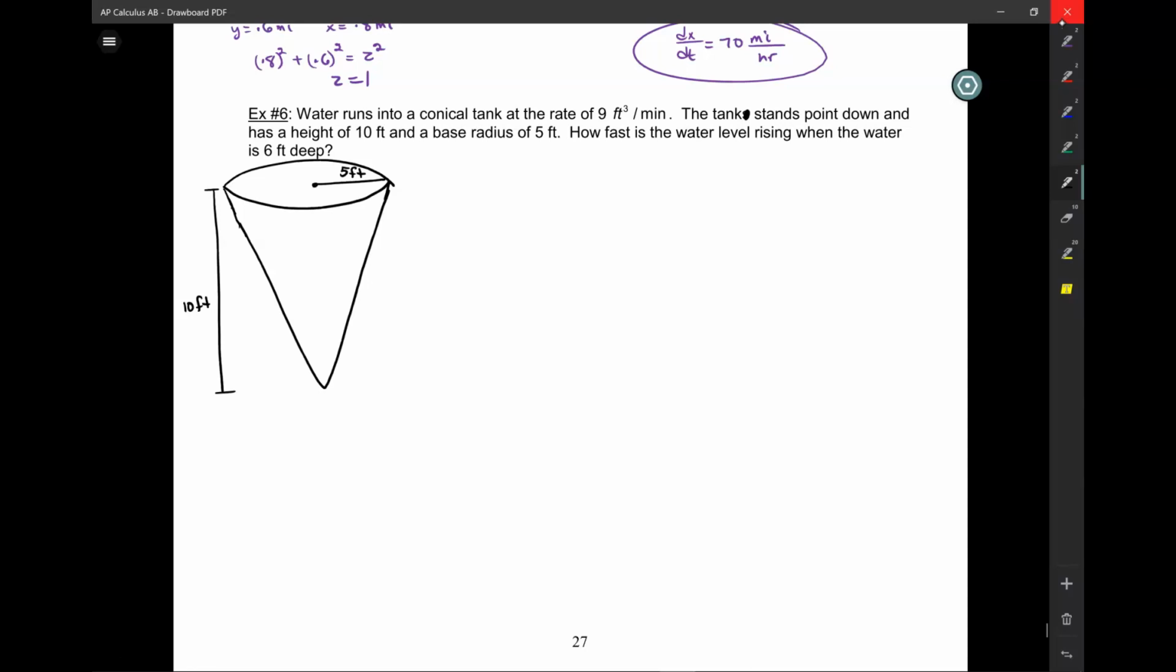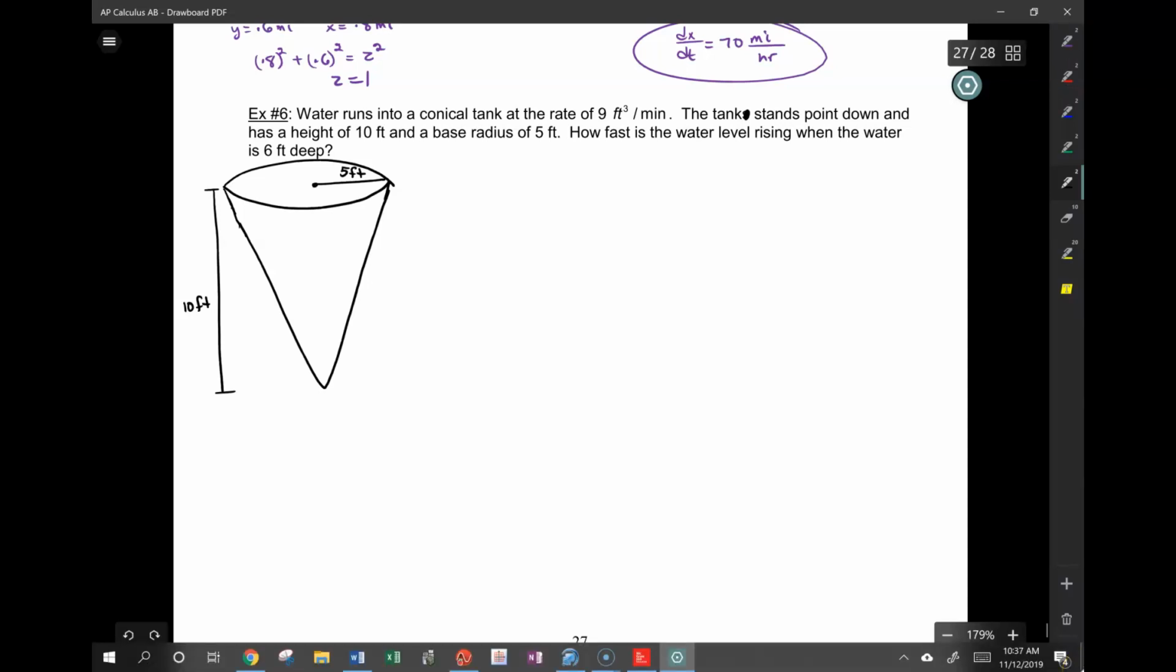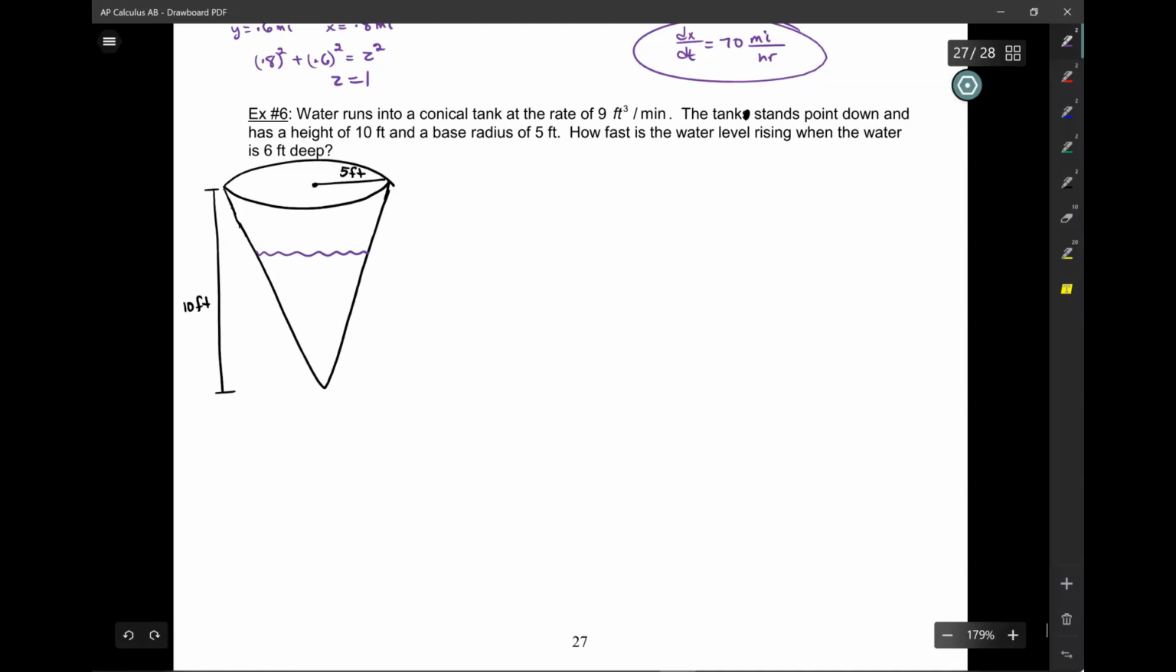So this is the actual construct, like the metal, the tin can. This is not changing. It's an actual constructed can. This is like the vessel itself. Both of these are constants. They're not changing. So then what is rising? Water is now running into this tank at a rate of 9 cubic feet per minute. So water is filling into this tank.